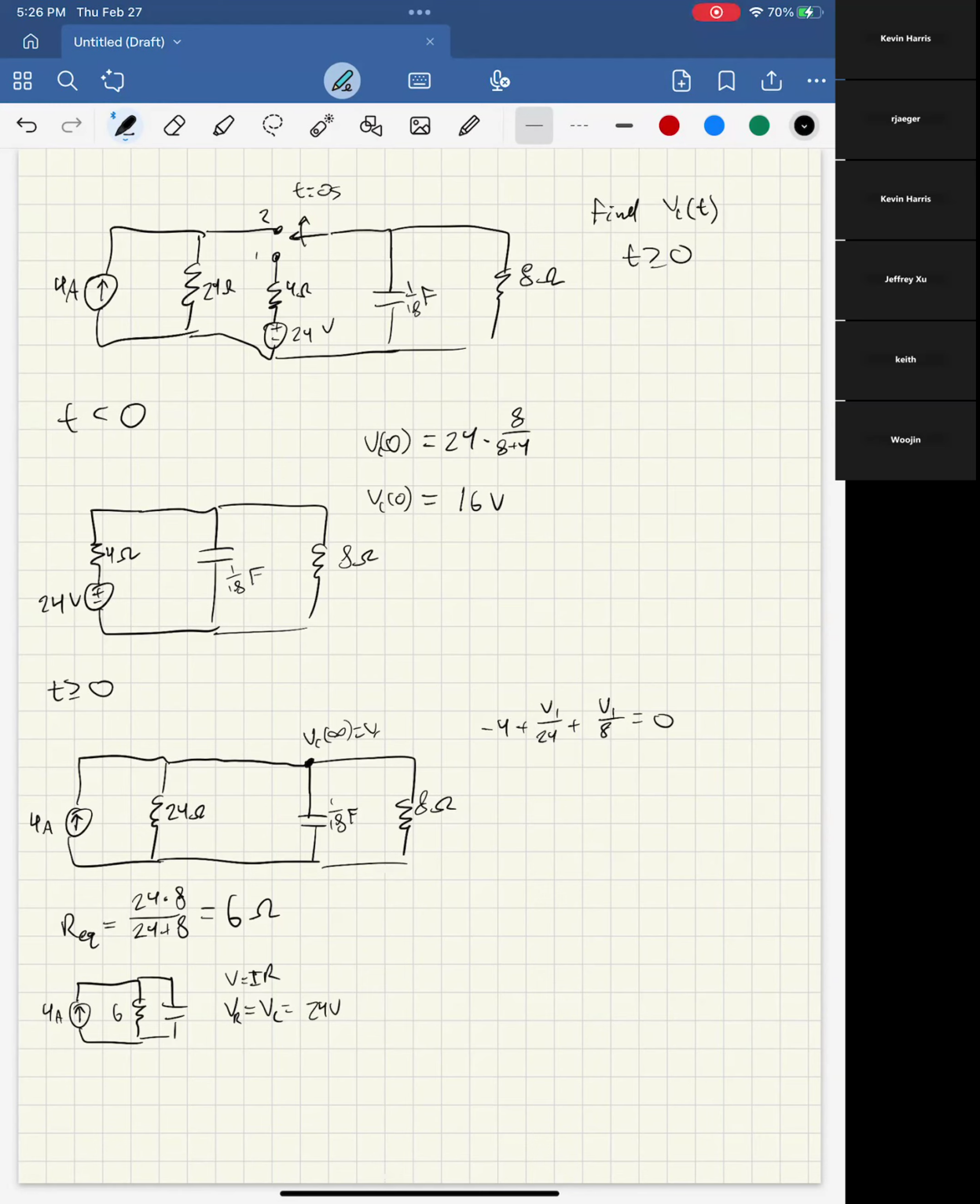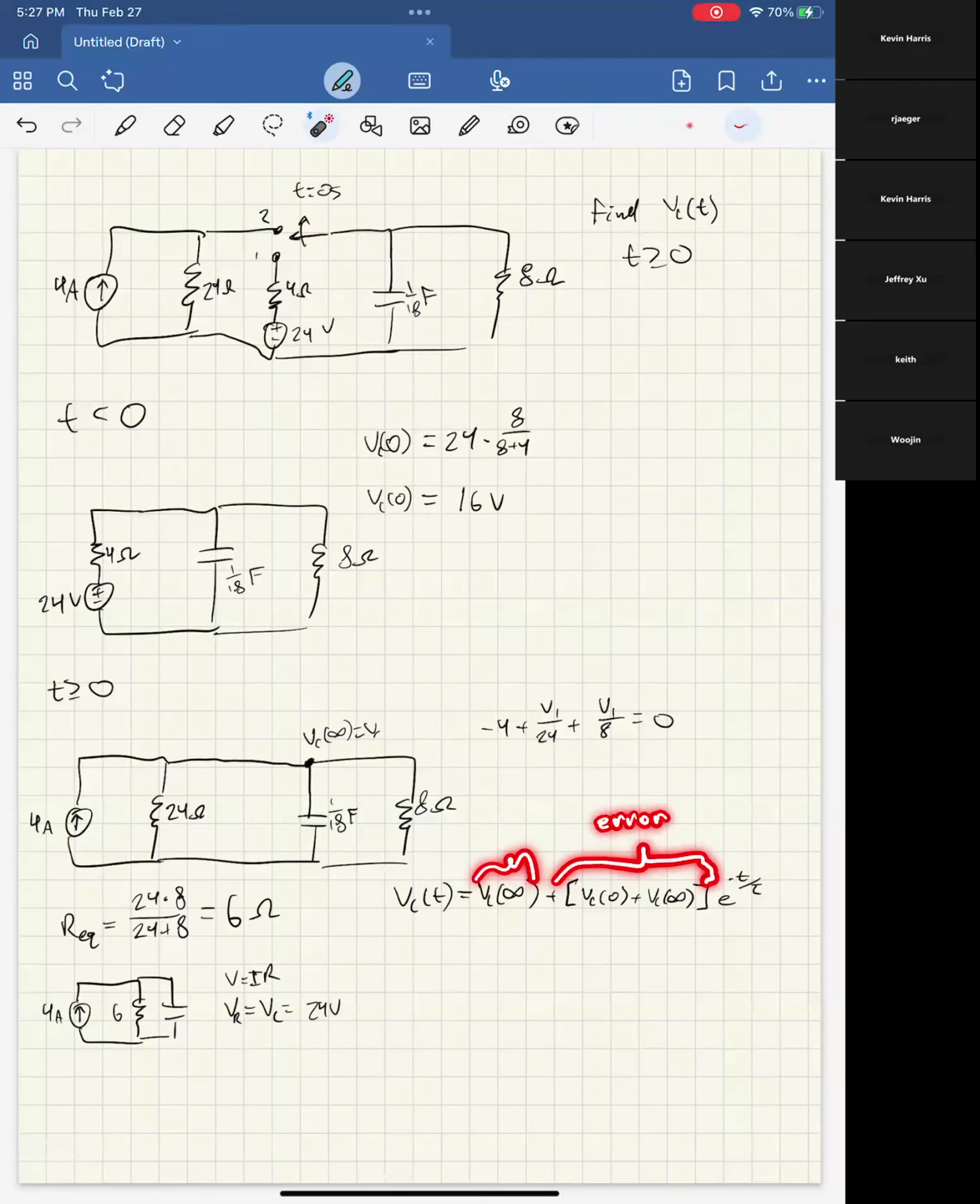Right. Yeah. And then once we have that, we write the equation, which is the same equation we've had, which is VC of infinity. So this is the final voltage plus the difference between the initial voltage and the final voltage, times our function that decays down to 0. So like I said, you can think of it as this is the final number, and this is the error, and then this says that the error goes to 0.